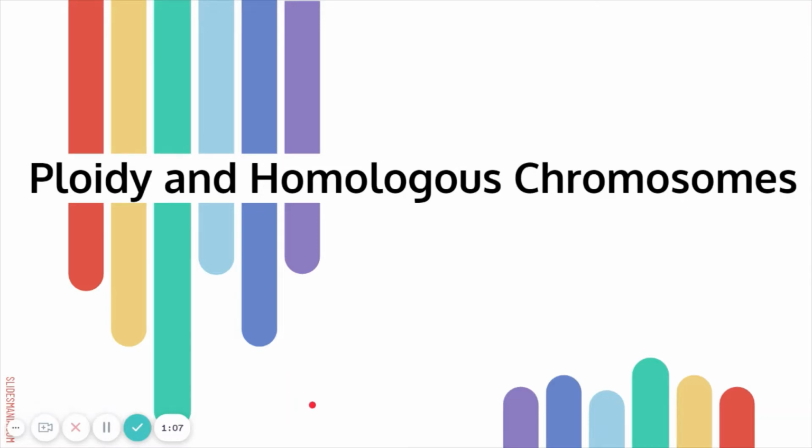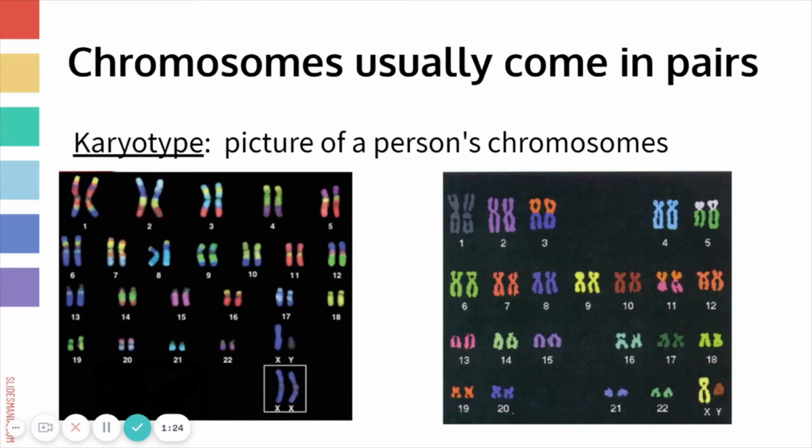Hi everyone. So in this video, we are going to be talking about this concept called ploidy and how it relates to sets of chromosomes, which we are going to be calling homologous pairs of chromosomes. And I know I just threw a lot of vocabulary at you at the very beginning of the video, so let's go ahead and take a look at this a little bit more visually.